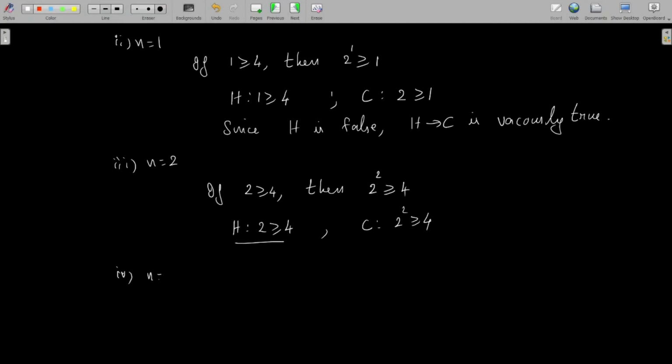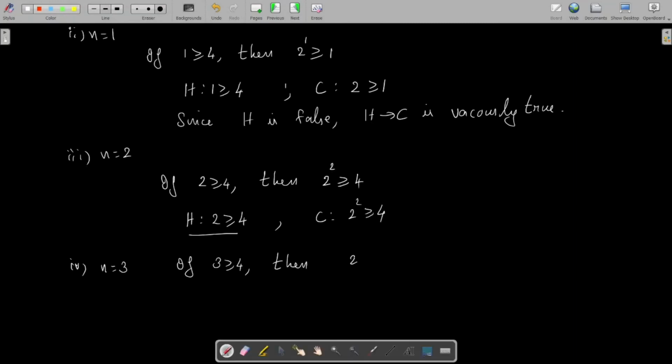And the fourth case, when n equal to 3, the statement is: if 3 greater than or equal to 4, then 2 raised to 3 greater than or equal to 3 square. Here also the hypothesis 3 greater than or equal to 4 is false. Therefore the implication H implies C is vacuously true.